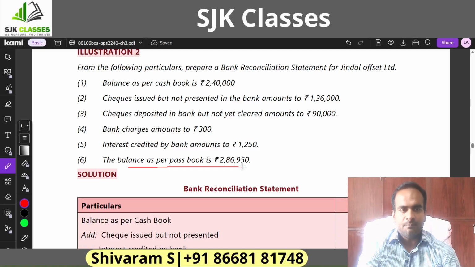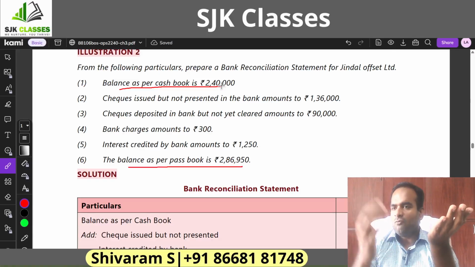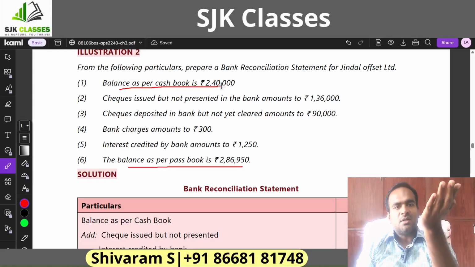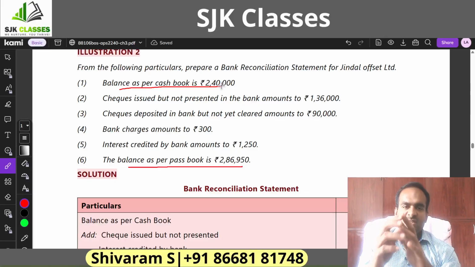So let's start here. Since both the records have been given to us, we have both cash book as well as passbook. It's entirely our choice. You can either start from cash book as a base and go for passbook, or you can start with passbook as a base and go for cash book balances. So whichever way you want, you can go. It's entirely your call here. So in this question, I will do it in both ways.